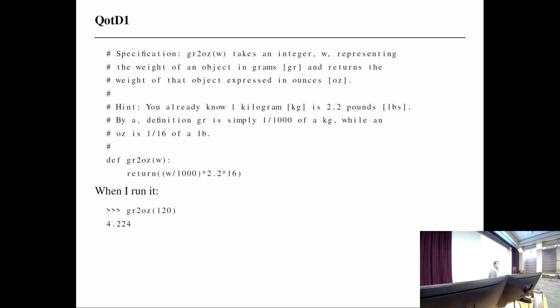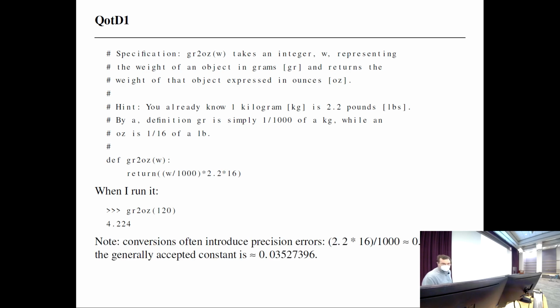In fact, if you're in Europe and you want a little bit of deli meat, you say, I want 100 grams of deli meat. That's just under a quarter pound. That's the sort of conversion you live with if you go back and forth a lot. Now, conversions often introduce precision errors. So this conversion, 2.2 times 16 divided by 1,000, is about 0.0352.